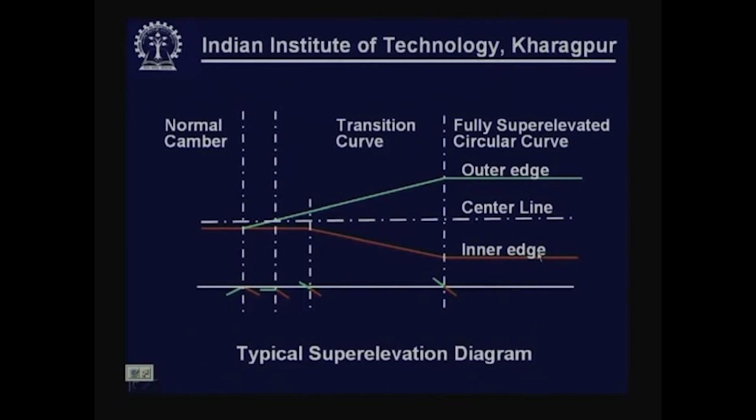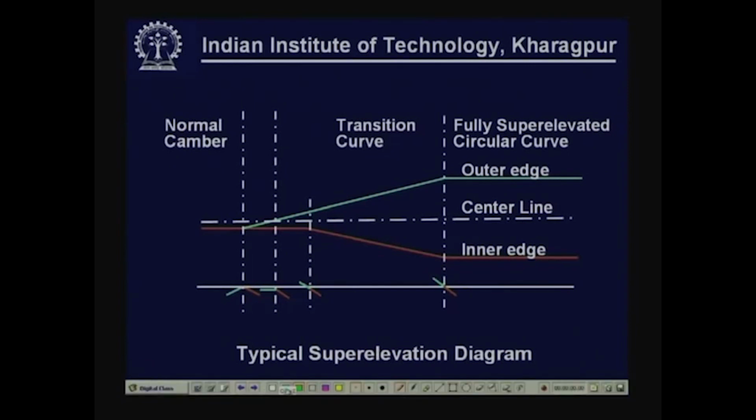Let me show you a typical super elevation diagram. Say this is the normal cambered section, this portion up to this is the normal cambered section. So, you have the level for the outer edge and the inner edge, and they are the same. So, that is shown here by the red line. In fact, the red and green lines are going together.